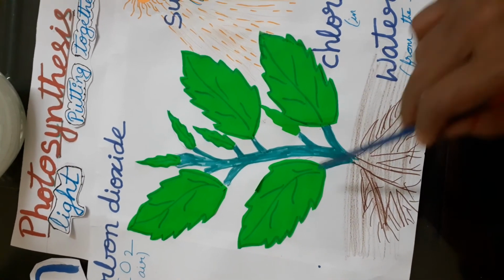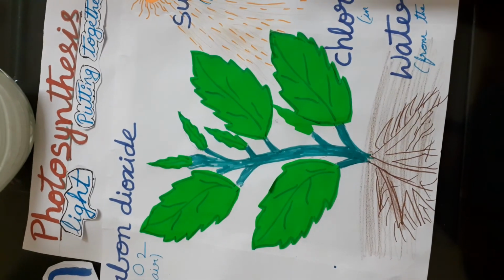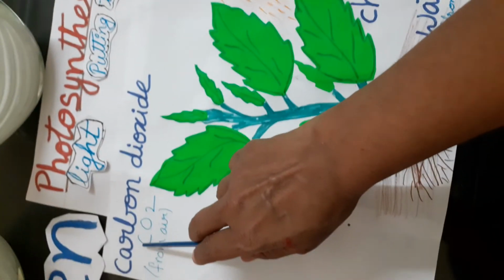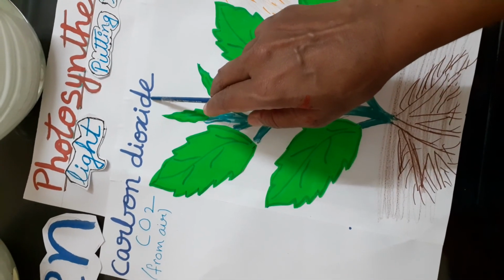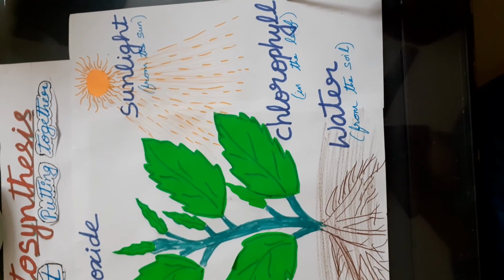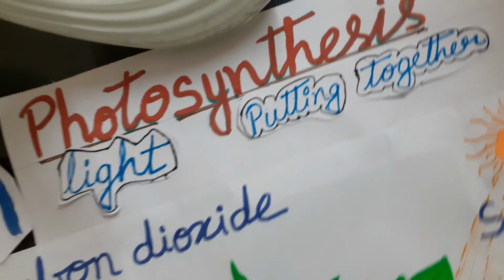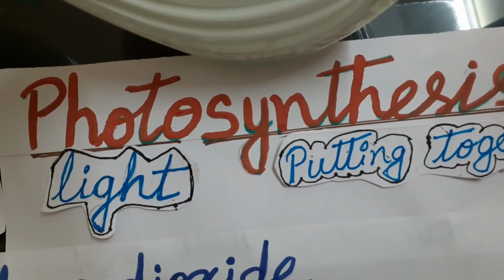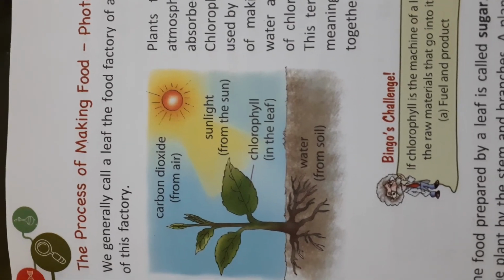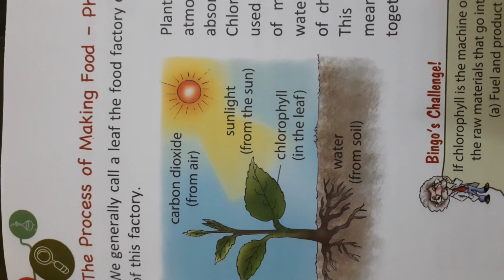This process of making food by the plant using sunlight, water and carbon dioxide in the presence of chlorophyll is known as photosynthesis. Now children, open your textbook page number 5. The process of making food, photosynthesis, we learned from your textbook.